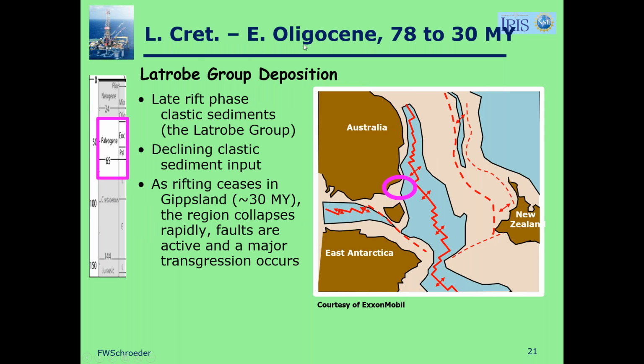Then late Cretaceous to early Oligocene, we get the Latrobe group. That's the late phase of rifting, mostly clastic sediments. Again, we can get some coals, but not quite as significant. We are creating space faster than the sediments coming off the continent can infill it, and so we have an overall transgression, or backstepping, of the different depositional environments. The rifting ceased about 30 million years ago, and so we have this major transgression going on.